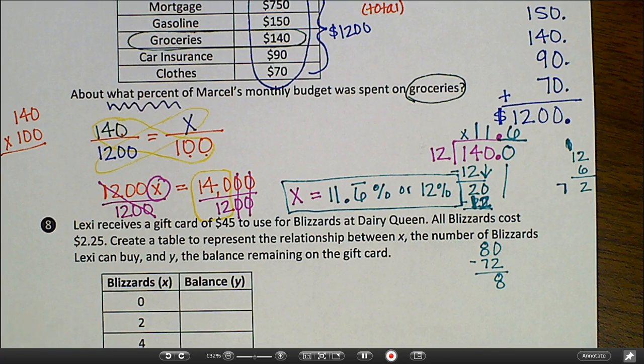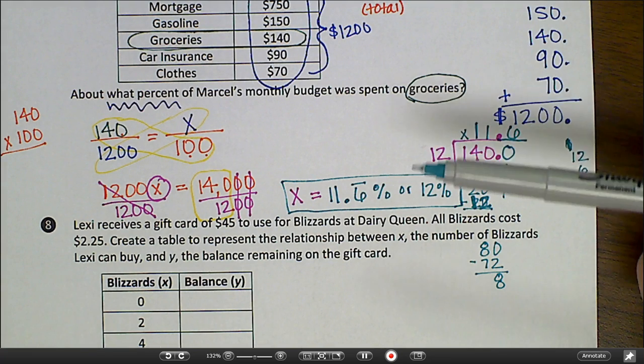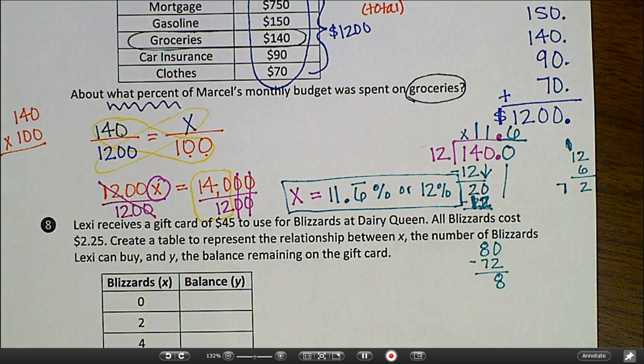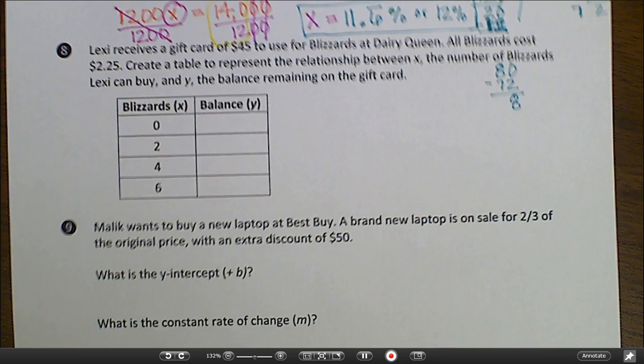So if you're having trouble with this, either with adding up the budget or with your part over whole equals percent over 100 formula, then put a star next to this and write down what your question is. And then you can ask your teacher about it when you finish your review. So we only have 3 questions left. All right, let's look at number 8.